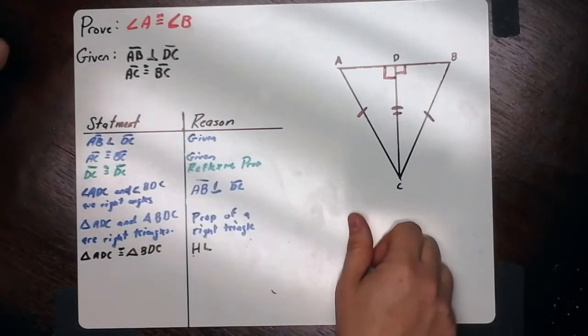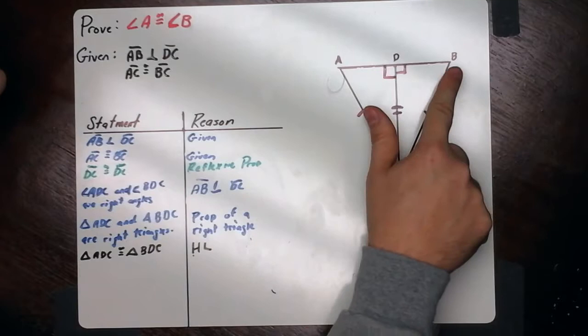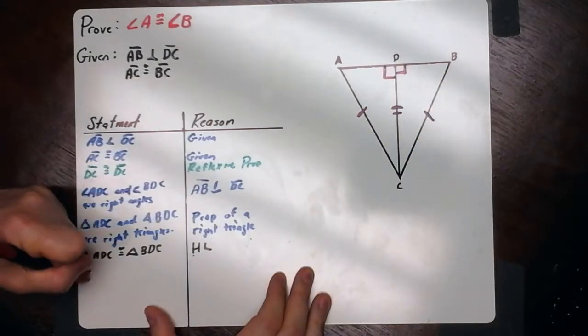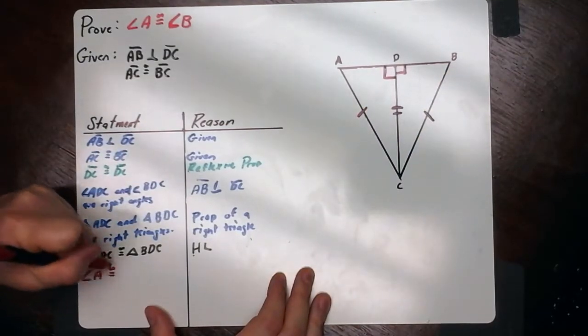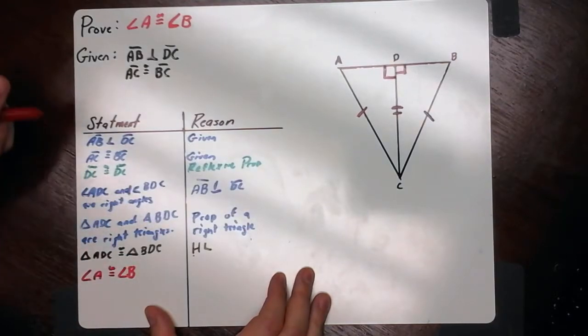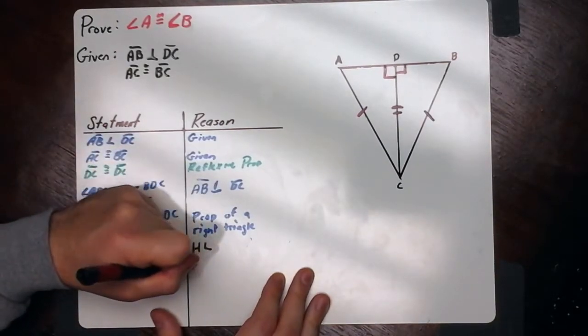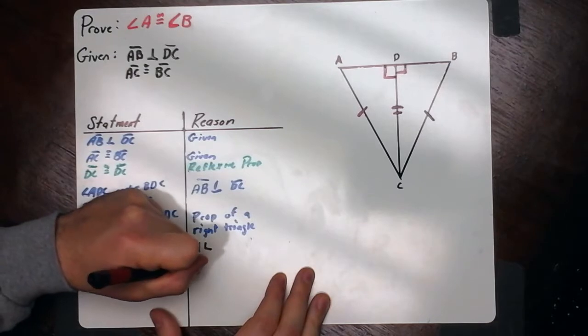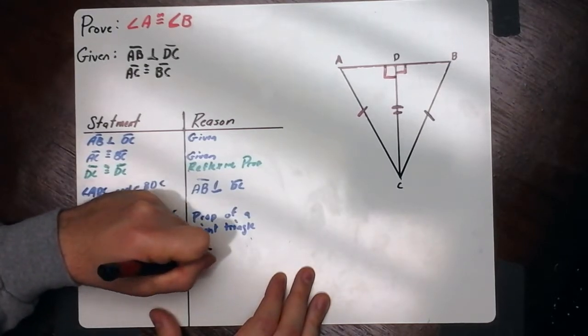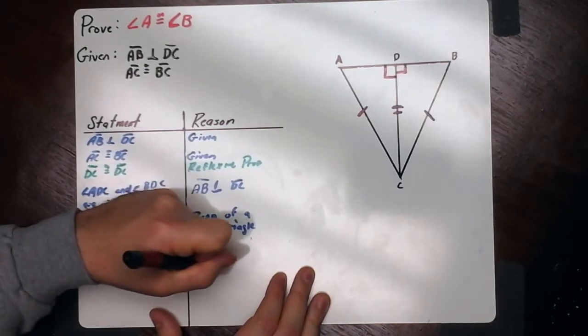So I'm going to say that angle A is congruent to angle B, because the triangles are the same, or better known, CPCTC.